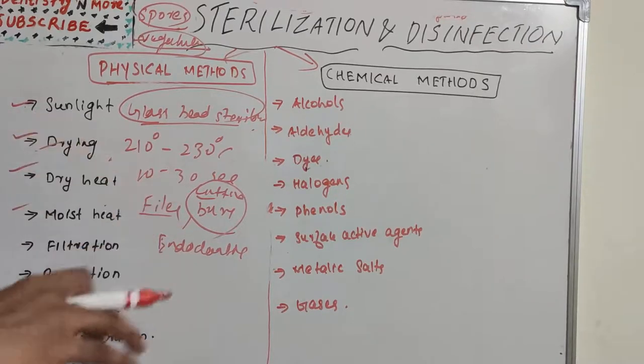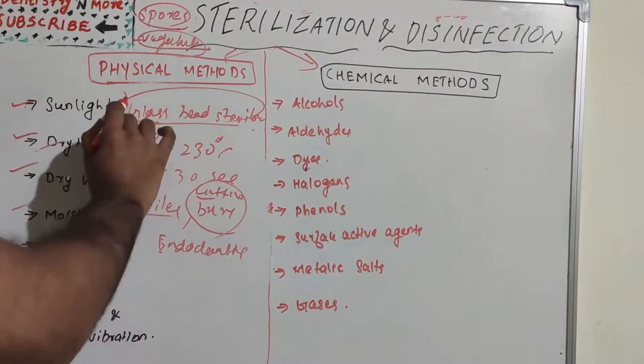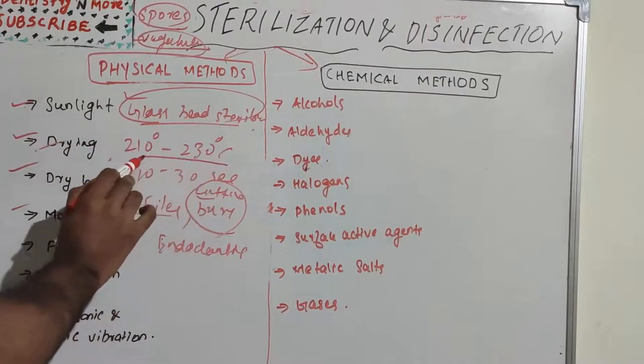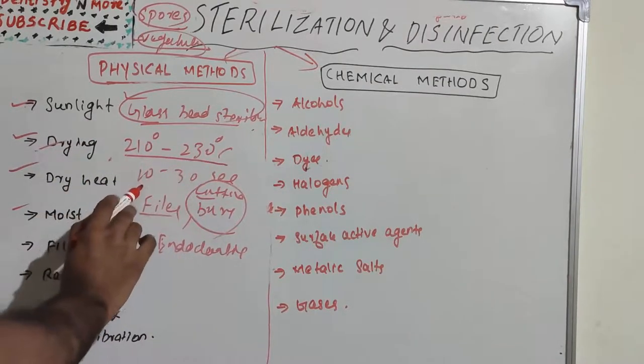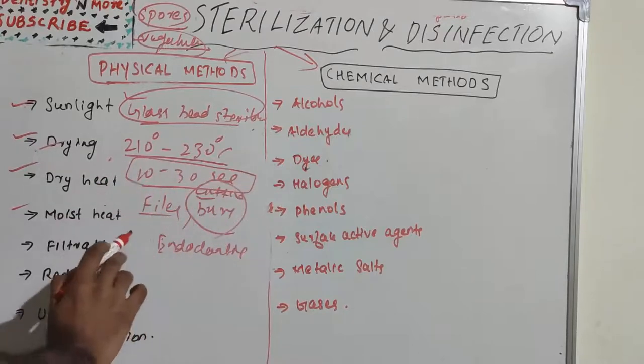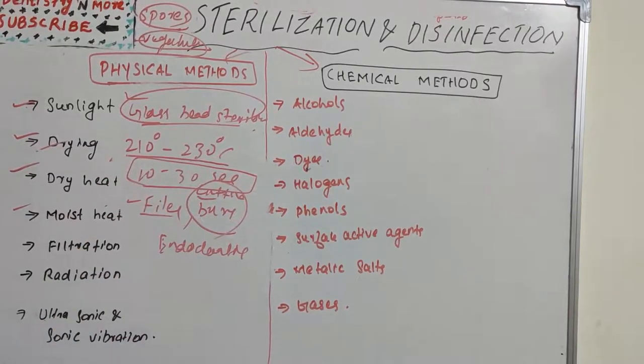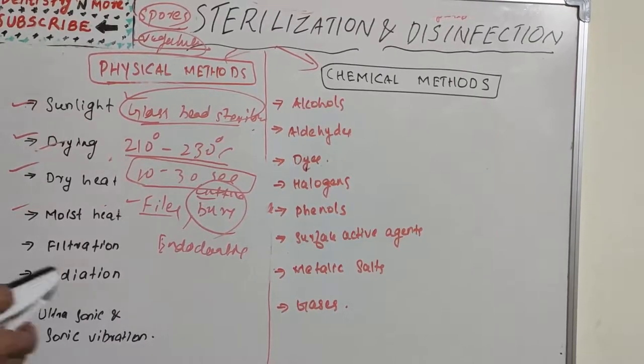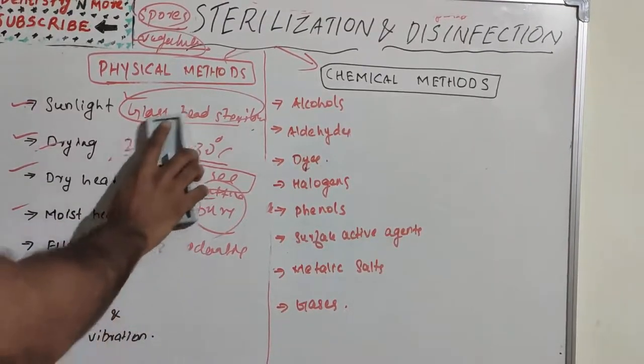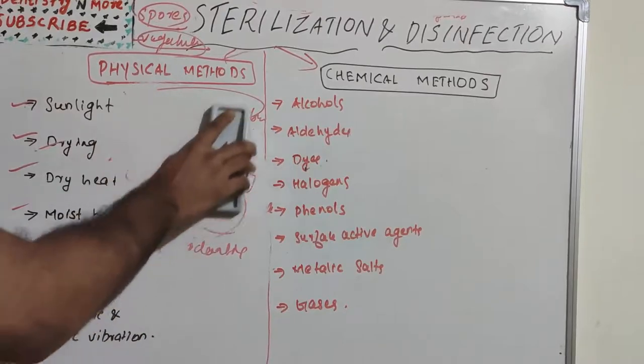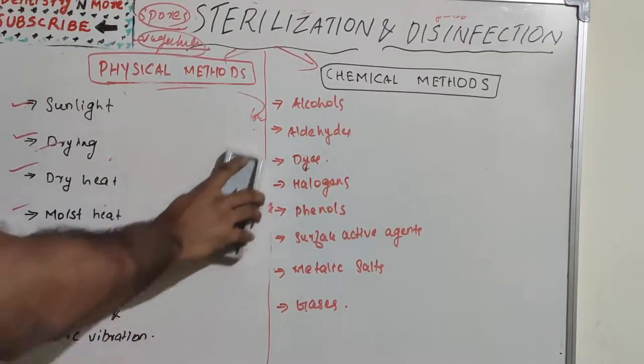The disadvantage is that we cannot maintain uniform heat in all areas. So for the glass bead sterilizer, the temperature is 210 to 230 degrees for 10 to 30 seconds. Uses are files and cutting burrs. The disadvantage is that maintaining uniform heat throughout the area is difficult. So that is the glass bead sterilizer, another method of sterilization.